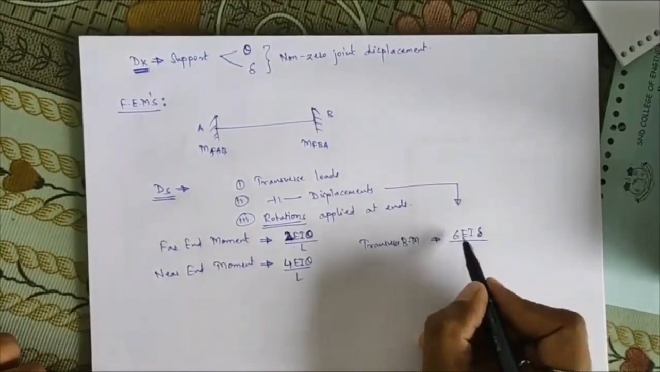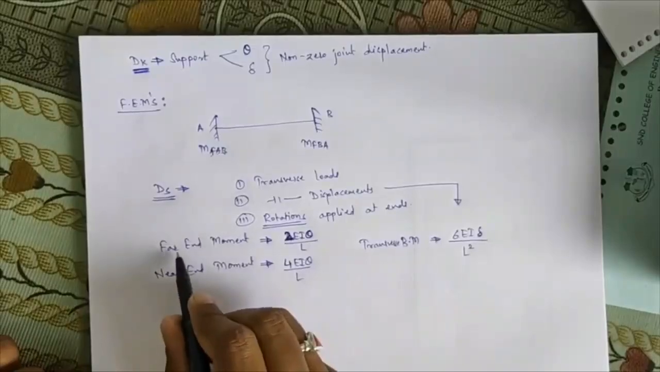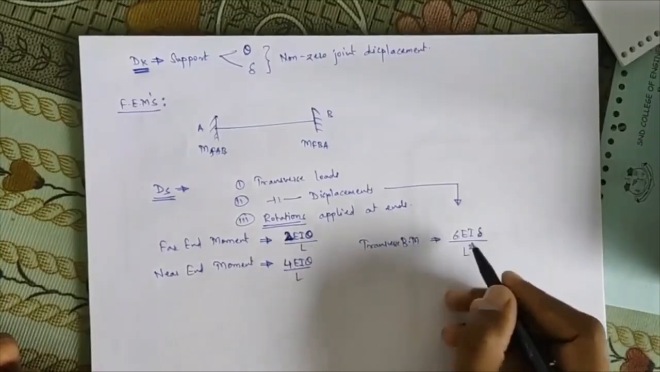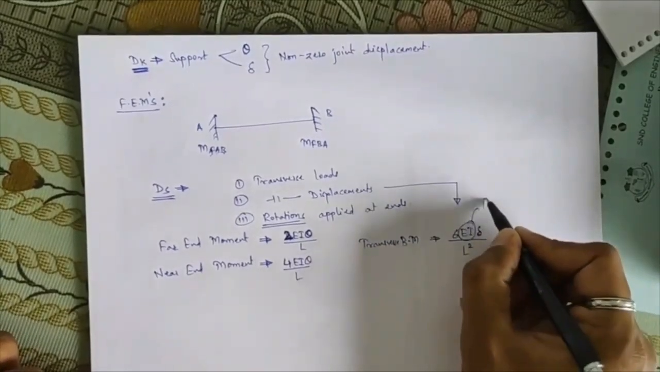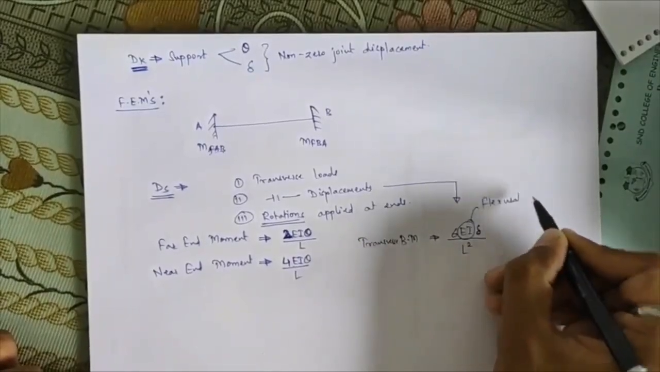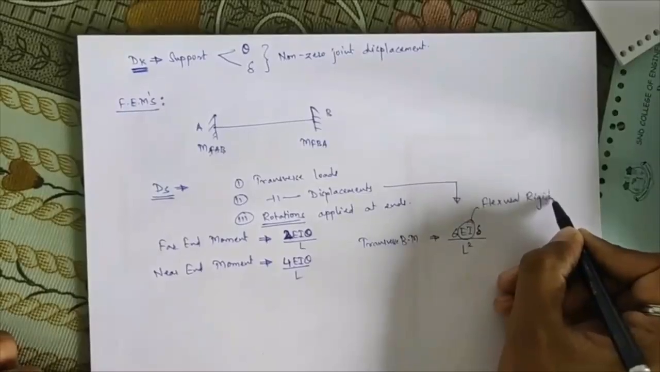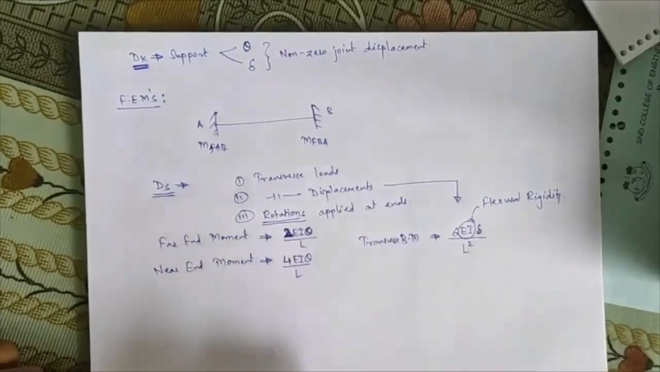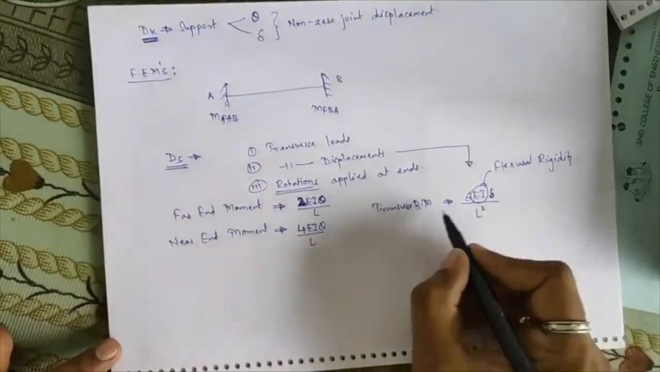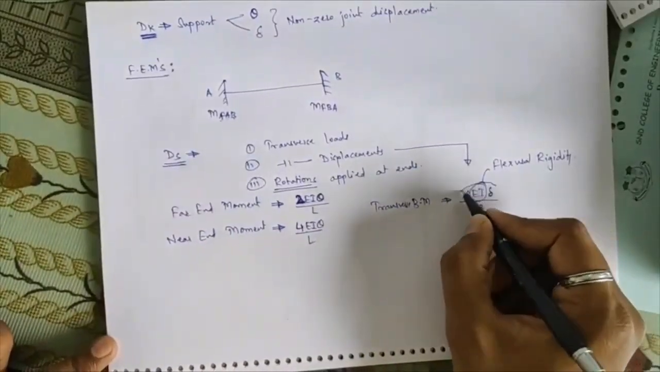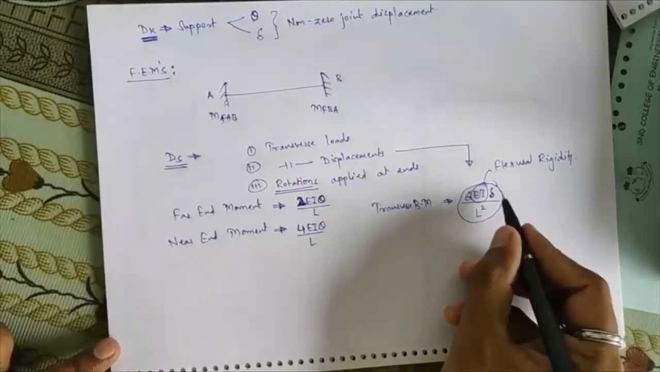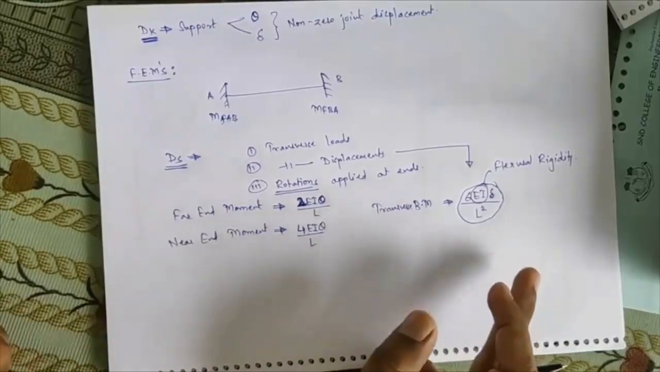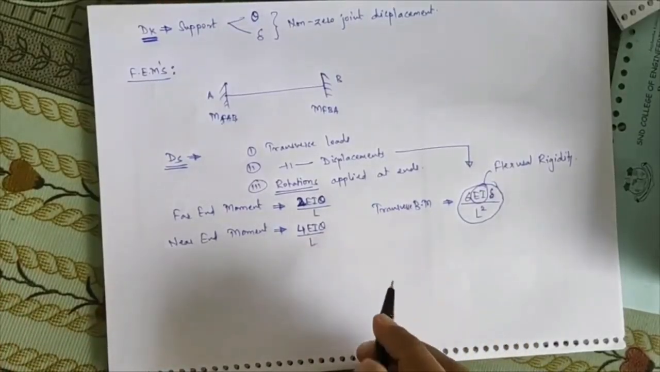Whereas in all these conditions, 2EIθ upon L is the far end moment, 4EIθ upon L is the near end moment, and due to transverse displacement it is 6EIδ upon L square. This EI we call the flexural rigidity. This may vary according to your member specifications also. If you consider horizontal members or vertical members, these values will remain the same. Only some sign conventions will be there, which we will see while doing numericals, but during the sign convention usage you have to find out the slope deflection equation.